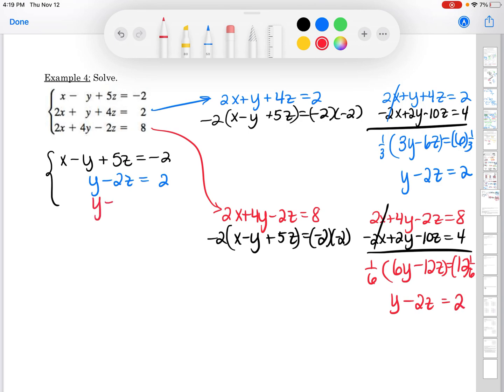Uh-oh. So without even continuing this process, I kind of should notice something. I get the same equation twice. So that should be a red flag right away. But let's just finish it off.